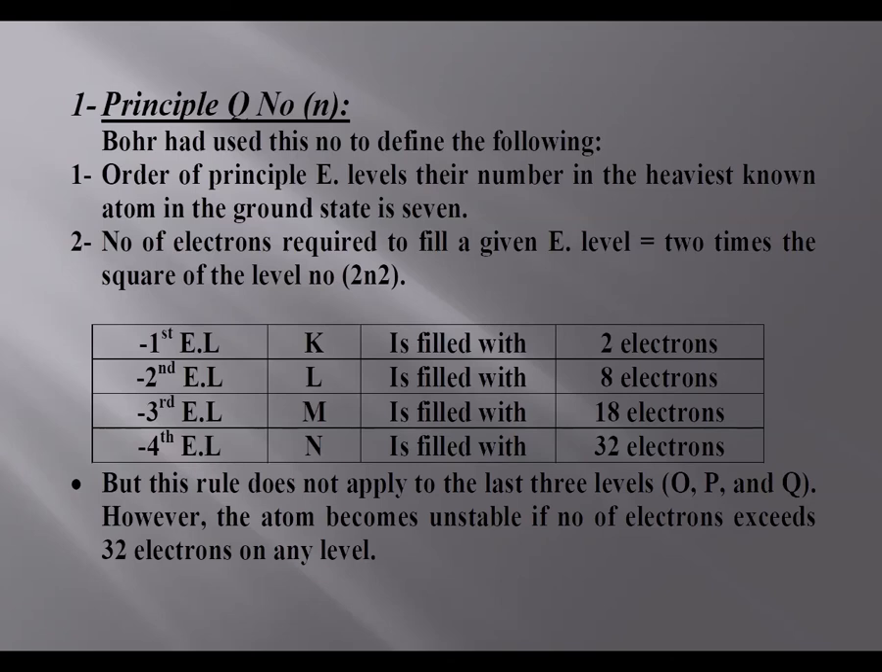Principal quantum number. The principal quantum number was firstly introduced by Bohr. The order of principal energy levels is the number in the heaviest known atom, which is 7. The number of electrons required to fill these energy levels equals 2 times the square of the energy level number, 2n squared. The first energy level, for example, according to this rule, is saturated by 2 electrons. The second energy level is saturated by 8 electrons. The third energy level 18 electrons, and the fourth is 32 electrons. But this rule is not applied to the last 3 energy levels, which are O, P, Q. However, the atom becomes unstable if the electrons exceed 32 electrons at a specific energy level.